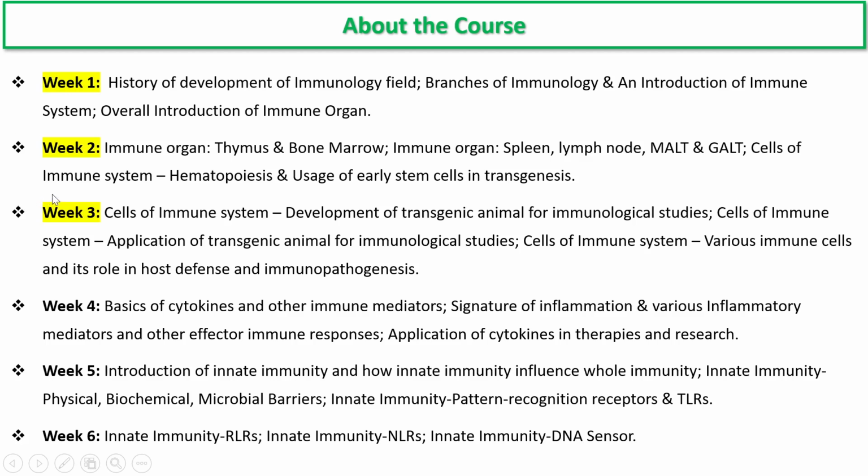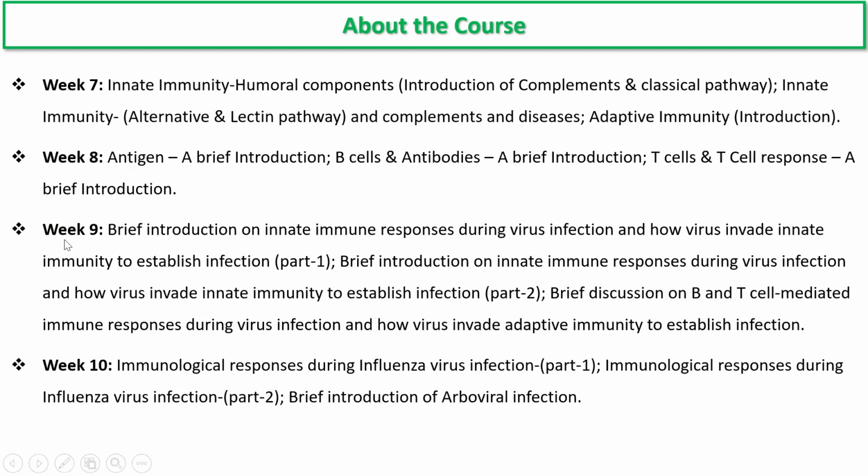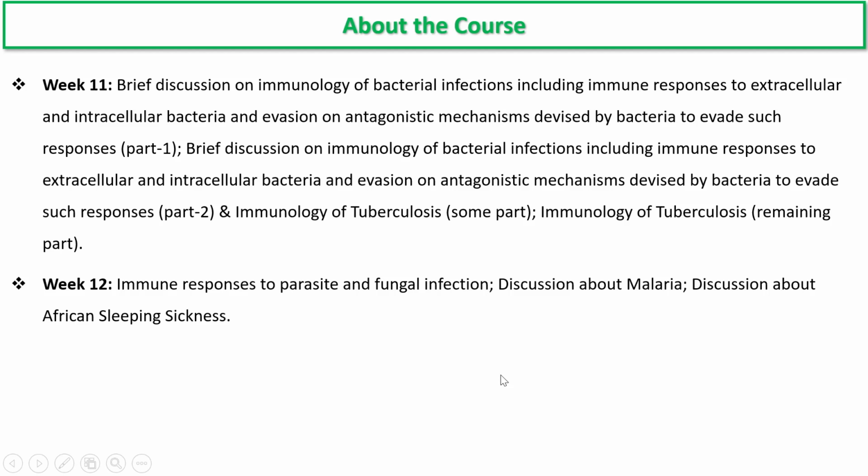And recently, 1 or 2 days before, the lecture material for week 3, that is the cells of the immune system, was also released, and the assignment for this is also available. So you can check it out later. Similarly, the course is divided into week 4, week 5, and week 6, where we will be covering the immune system. And in the later part, from week 9, 10, 11, and 12, we will be covering pathogen interaction, that is virus infection, bacterial infection, and fungal infection, which we will take in the upcoming sessions.